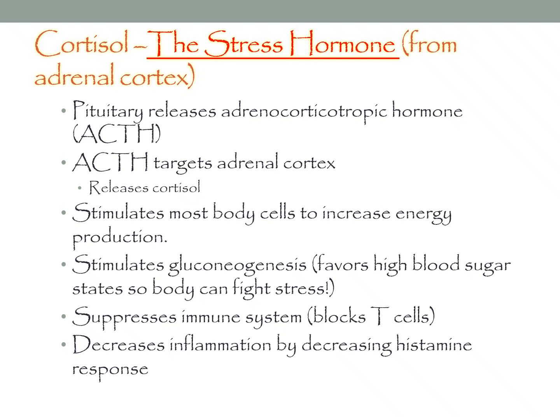Cortisol heads out to most cells in the body and tells the body to increase some energy production. It stimulates processes to bring extra sugar into the bloodstream so we can use that extra sugar to fight off whatever stressor there is. Cortisol also suppresses the immune system. That's why people on chronic corticosteroids may have immune system suppression. Cortisol also decreases inflammation by decreasing the histamine response. This is why people with chronic inflammation take corticosteroids.